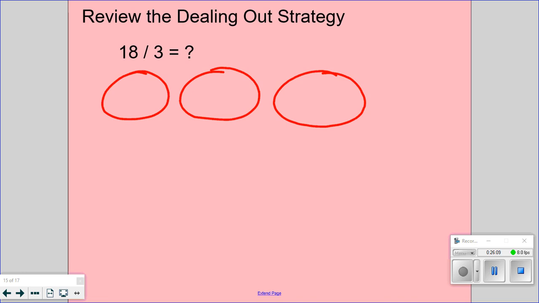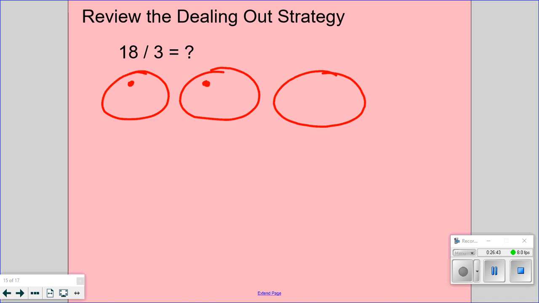How many things am I dealing out? Huxley? Not 13. Macklin? 18. I'm dealing out 18. That's my whole. That's my total. I don't have any more. 18 things. All right, let's deal them out.